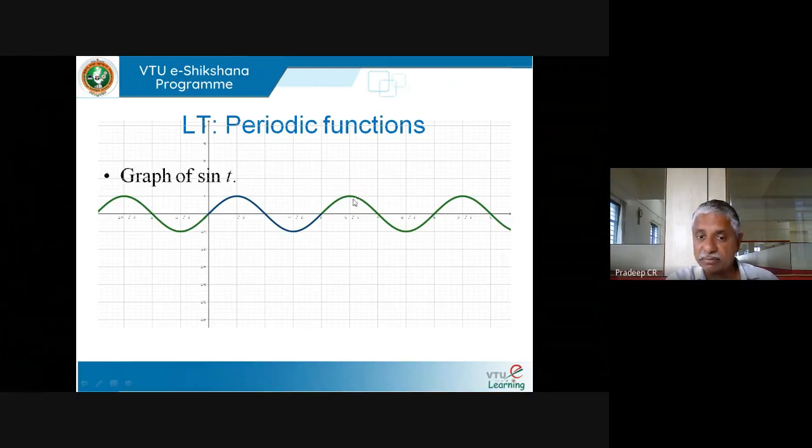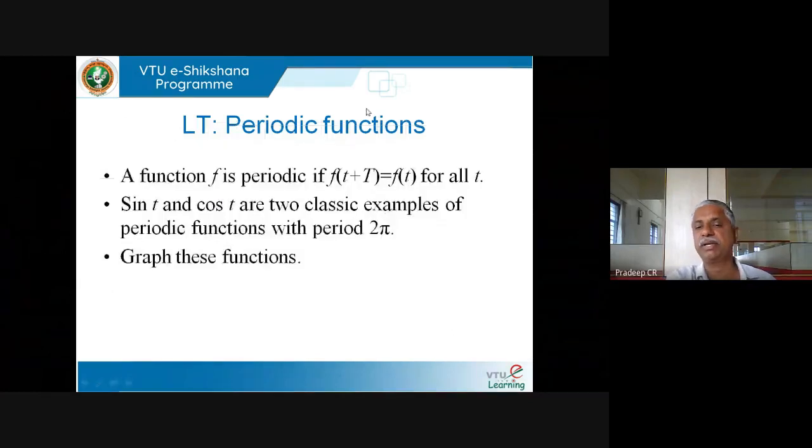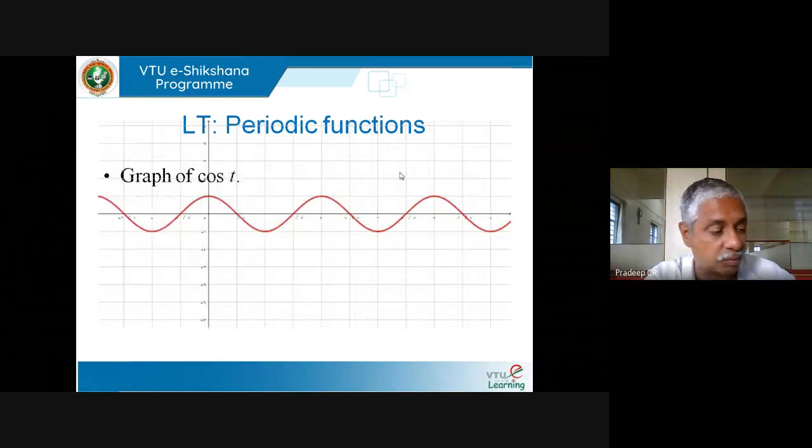So a periodic function means precisely this definition. f of t plus capital T is small f of t, where capital T is some number. It depends on the periodicity. That is called the periodicity of the function. In the example of sine t, capital T is 2 pi. That means the periodicity is 2 pi. So sine of t plus 2 pi is the same as sine t. Similarly, the same is true for cos also. How do I know? You can see.